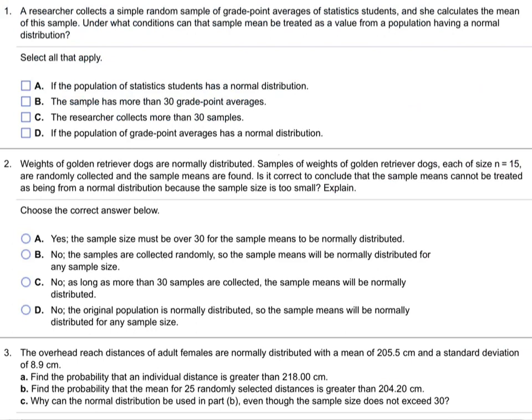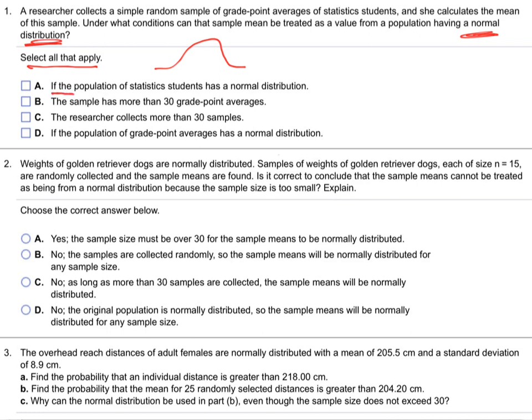Here we go. A researcher collects a simple random sample of grade point averages of stat students, and she calculates the mean of this sample. Under what conditions can that sample mean be treated as a value from a population having a normal distribution? Is it a bell? That's what they're asking. Remember that talk I did where I gave you the 3 conditions? They're saying, when can data be bell-shaped? Select all that apply. It's going to be more than one answer here. What does it take to make sure you're dealing with bell-shaped normal data?